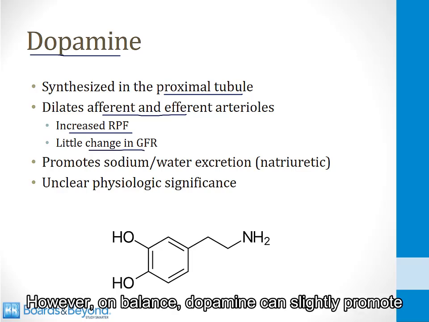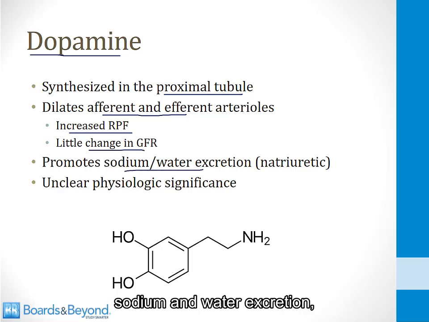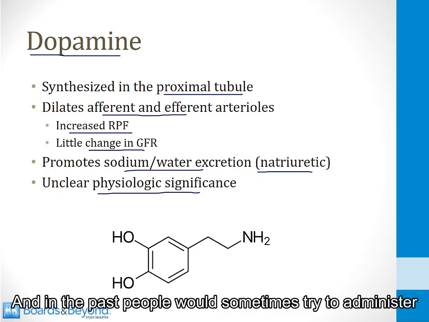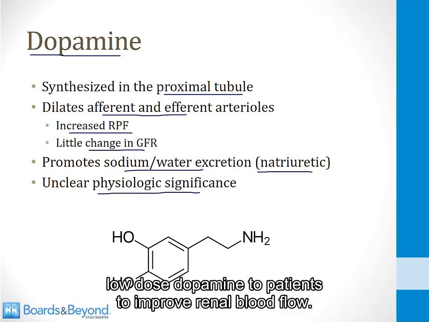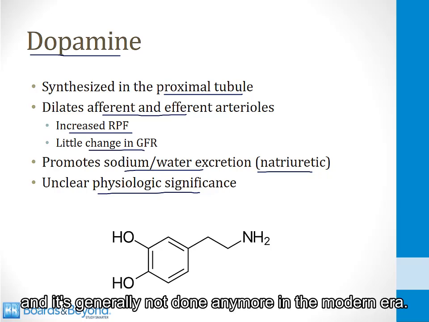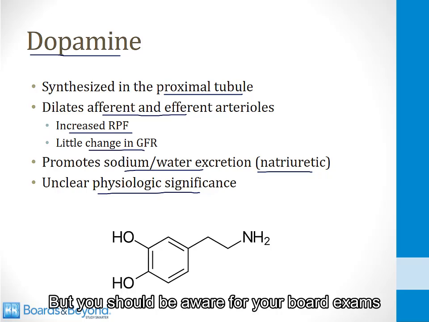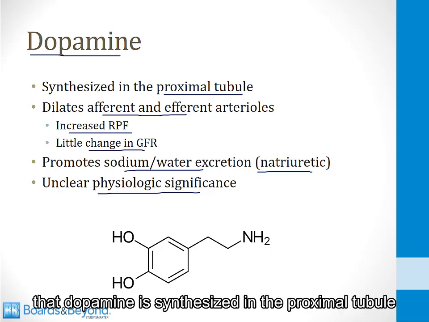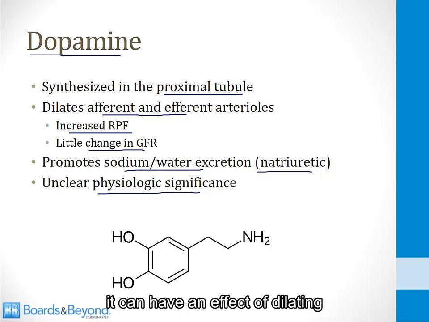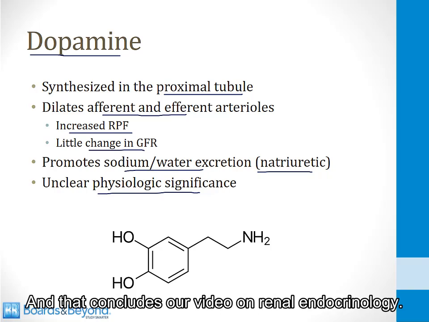However, on balance, dopamine can slightly promote sodium and water excretion, and it's considered a natriuretic. It's unclear if there's any physiologic significance of this, and in the past, people would sometimes try to administer low-dose dopamine to patients to improve renal blood flow, but it turns out this didn't help kidney function much at all, and it's generally not done anymore in the modern era. But you should be aware for your board exams that dopamine is synthesized in the proximal tubule, and then at low dosages and low amounts, it can have an effect of dilating the afferent and efferent arterioles. And that concludes our video on renal endocrinology.